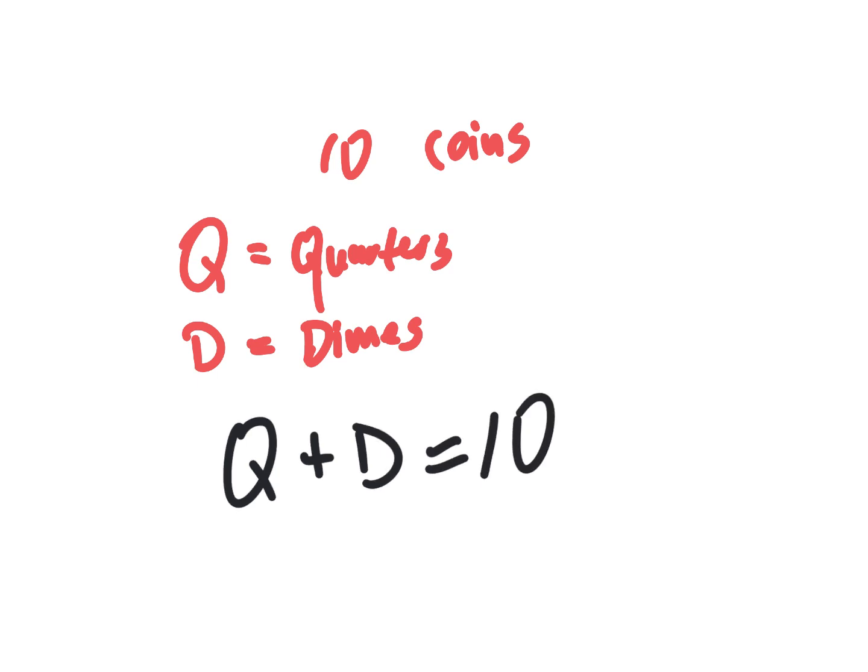Now, could that have been 9 quarters and 1 dime? Yeah, that would add up to 10. Could it have been 1 quarter and 9 dimes? Yeah, that would add up to 10. There's lots of options. So from this one equation, I can't tell how many quarters you had. But if I give you another equation, then we could use a system of equations to solve it.